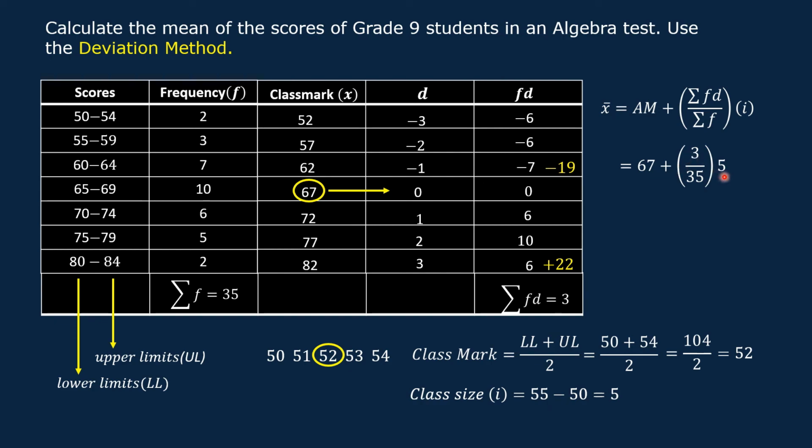3 times 5 divided by 35 is equal to 0.4285. We add this to 67. So 67 plus 0.4285 is equal to 67.4285, or 67.43 to the nearest two decimal places. So the mean is equal to 67.43 to the nearest two decimal places.